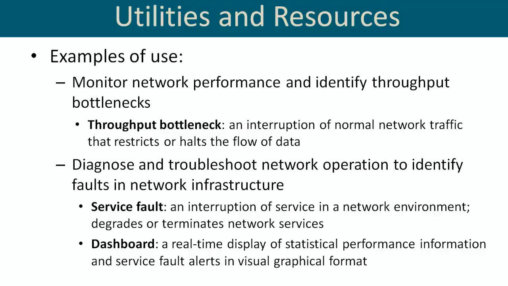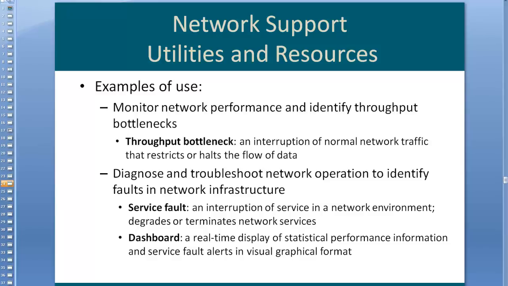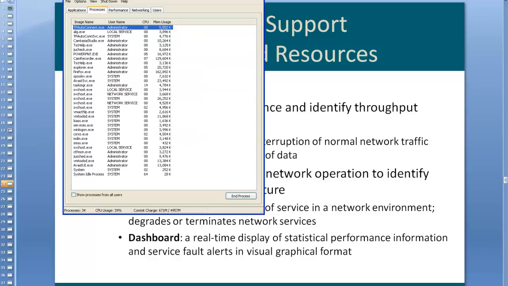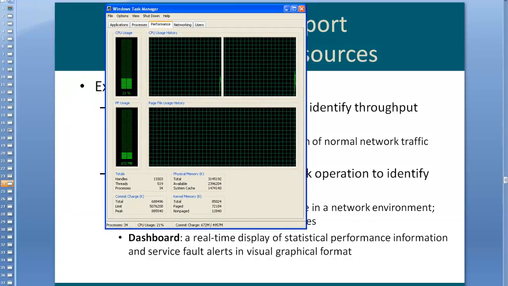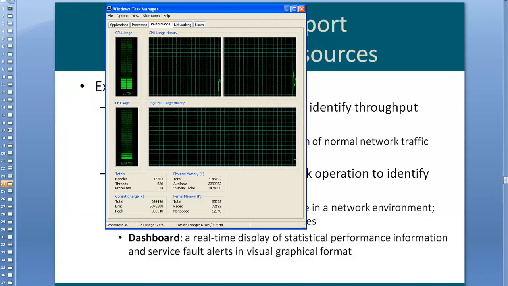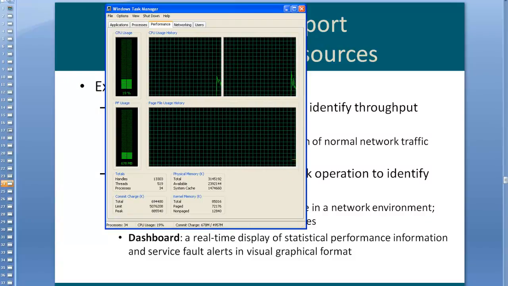All right, other stuff allows you to diagnose faults or gives you a dashboard, like a real-time display of what's going on in your PC. Typically, we see things like temperature and processor utilization. And there are several of those out there. You can even go to your Task Manager and click Performance, and you can see here's what my CPU utilization is, here's my memory utilization.